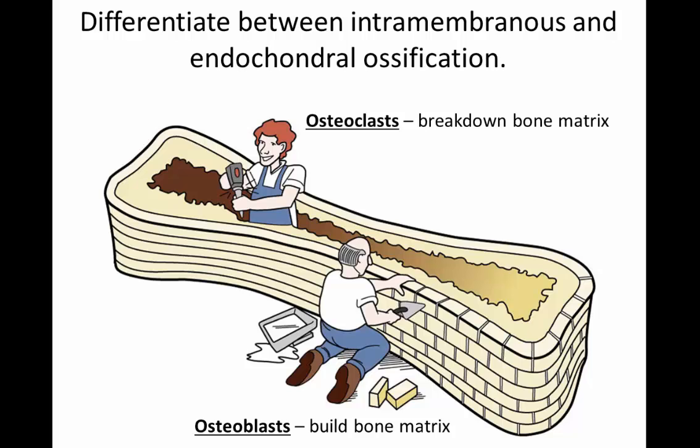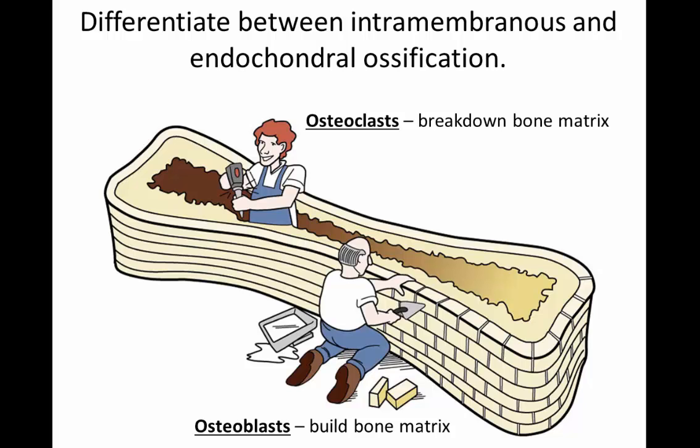And then osteoclasts, represented by the image on the left of the person breaking down the wall using a tool. The osteoclasts break down the hard bone matrix and release the calcium from it into the blood.